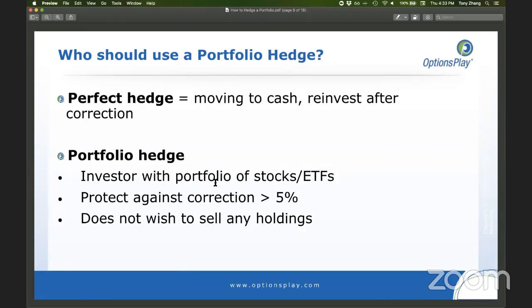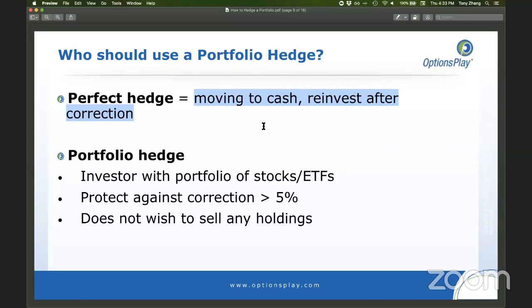So who should use a portfolio hedge? This is really where I want to spend a little bit of time making sure that people understand that there are alternatives to this strategy. When I asked the poll before, what strategies would you use if you felt that the markets are going to correct, 30% of you said you would move to cash. And that is, in my opinion, what we call a perfect hedge. Meaning, if you felt the markets are going to correct, a perfect hedge is simply moving into cash and reinvesting that money once you felt the correction was over. So this is what we consider the best way to hedge a portfolio.